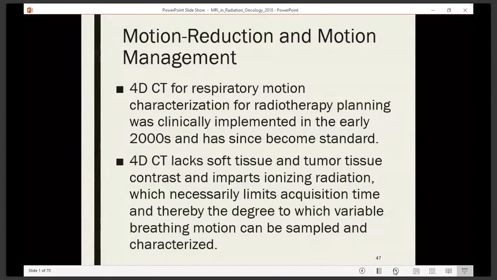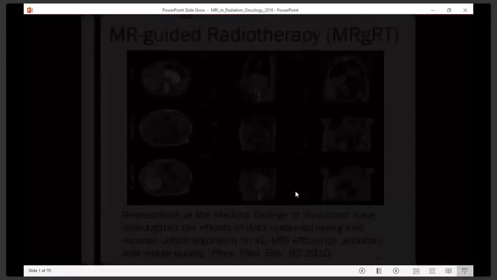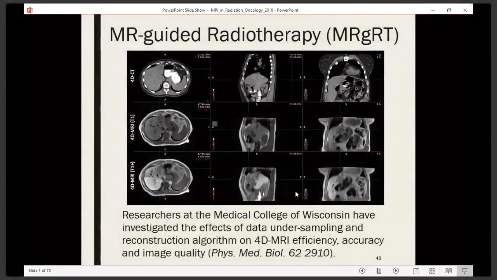Now, 4D CT respiratory motion has been around for quite a long time, but again, CT lacks soft tissue and tumor tissue contrast and gives ionizing radiation. And that limits acquisition time and thereby the degree to which variable breathing motion could be sampled and characterized, and sometimes required the use of iodinated contrast agents as well.